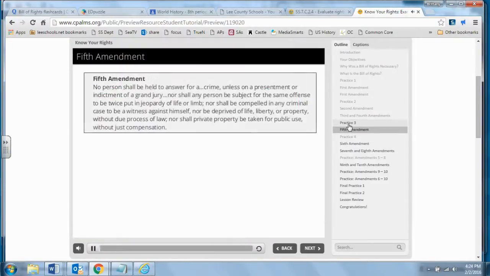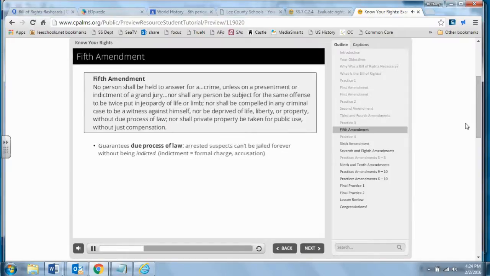In fact, here's the text of the Fifth Amendment, one of several that deals with the rights of those accused of crimes. "No person shall be held to answer for a crime, unless on a presentment or indictment of a grand jury, nor shall any person be subject for the same offense to be twice put in jeopardy of life or limb, nor shall be compelled in any criminal case to be a witness against himself, nor be deprived of life, liberty, or property without due process of law, nor shall private property be taken for public use, without just compensation."